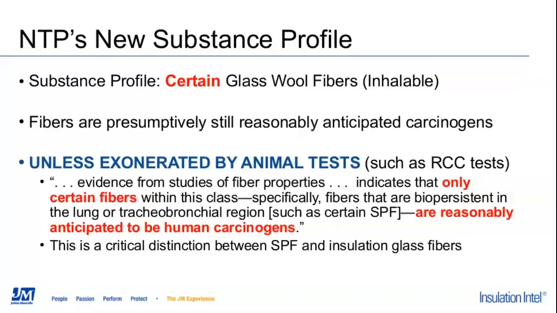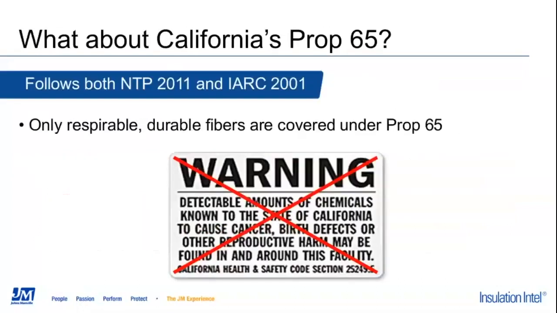And so basically, it means that if you've got a glass wool fiber that's been exonerated in an animal test, which all of the insulation glass wool fibers are, then they're not considered to have any kind of cancer hazard in the United States, and that's under NTP. And this is a distinction between SPF and insulation wools.